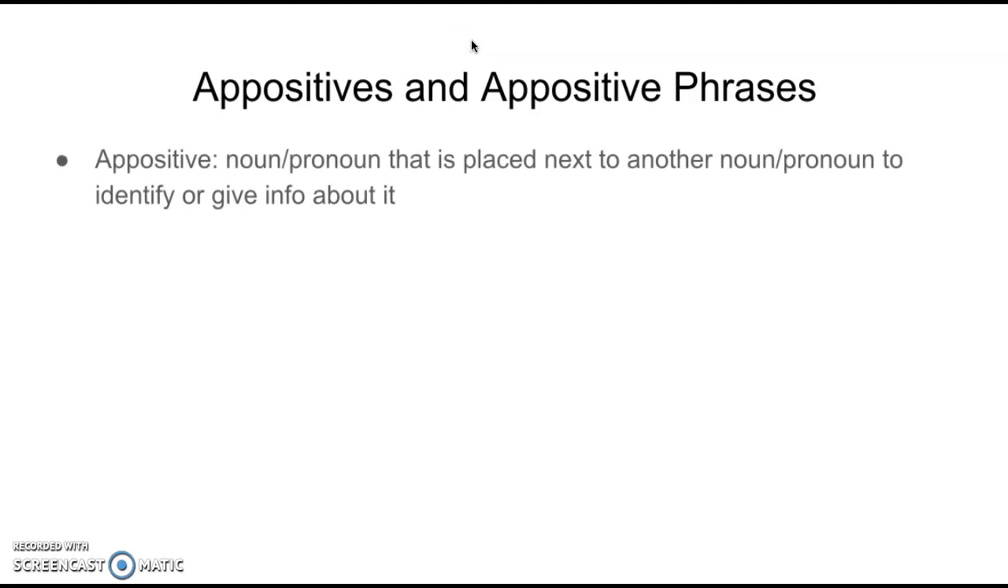So, an appositive is a noun or a pronoun that is placed next to another noun or pronoun to identify or give more information about it. For example, my friend Marty sends me cookies every Christmas. The appositive is Marty, but the main noun, or the simple subject of the sentence, is friend. By adding this appositive, it helps me clarify and identify which friend I'm talking about.